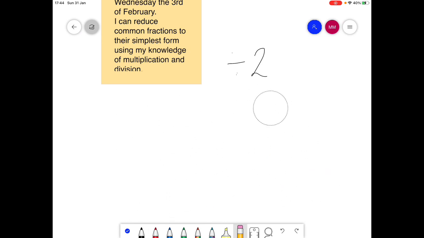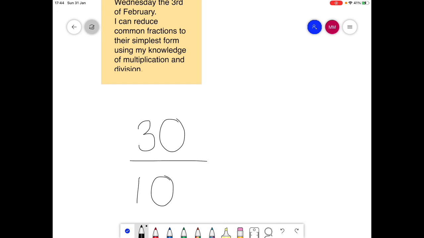Let's try another example, boys and girls. Say I had the number 30/100ths. Can you think what these can both be divided by just now? Think of your times tables. What number or what times table is both 30 and 100 in? And you'd be right if you said that they were both in the 10 times table because they're both multiples of 10. So the highest common factor these can be divided by is 10.